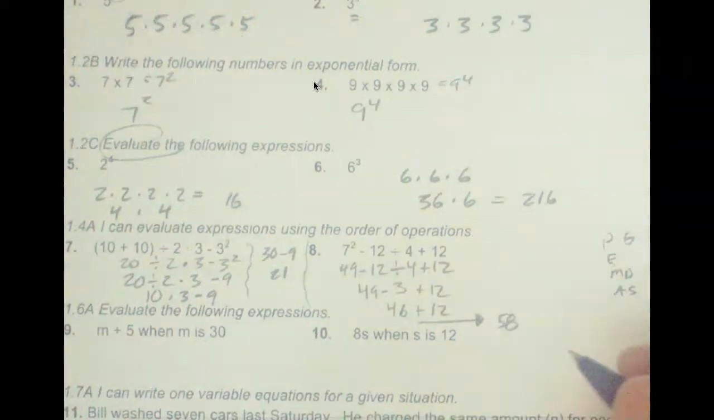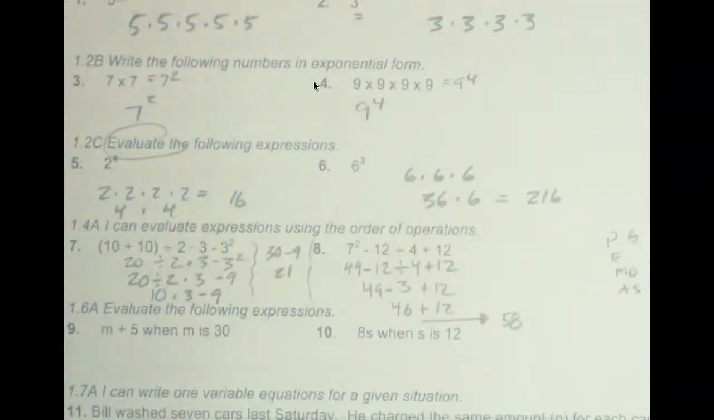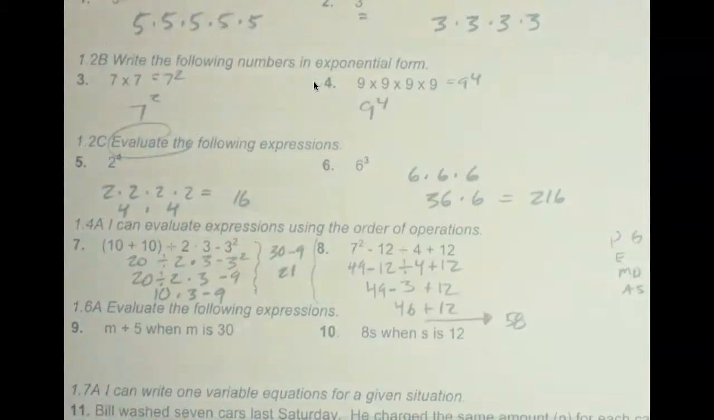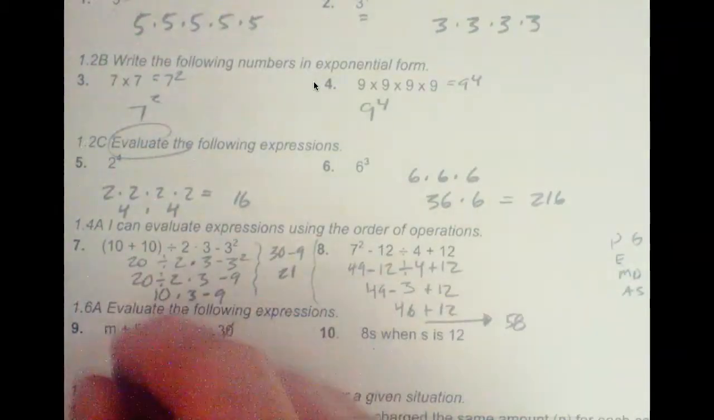All right. I can evaluate the following expressions. M plus 5 when M is 30. We simply put the 30 in place of the M. That equals 35.